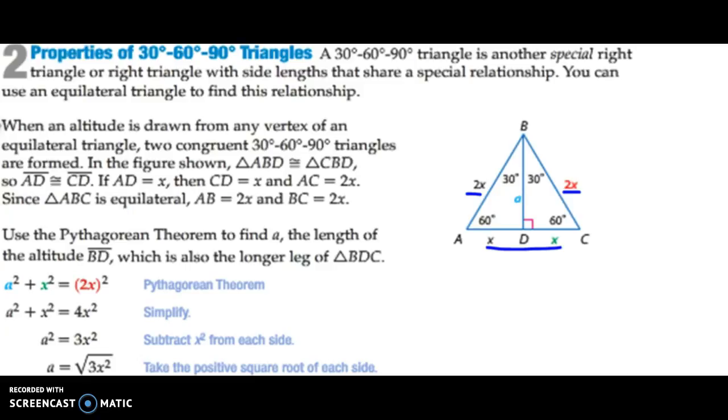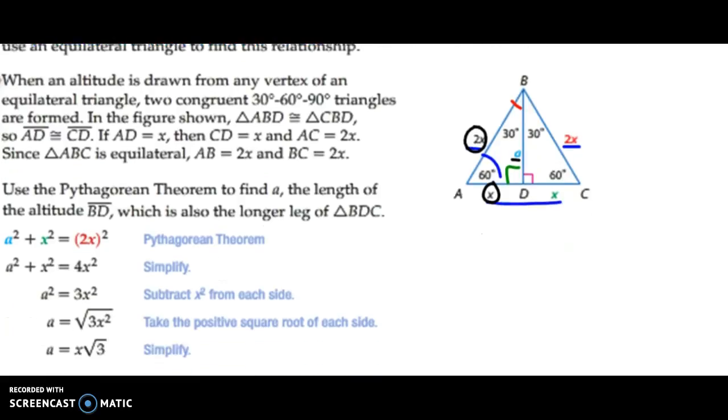And so we end up getting this is 30 degrees, this is 60 degrees, and then obviously this side is 90 degrees. And so since we know that this is 2x, we know this is x, we can use that to find what a is, one of the missing legs. And so we put it into our Pythagorean theorem.